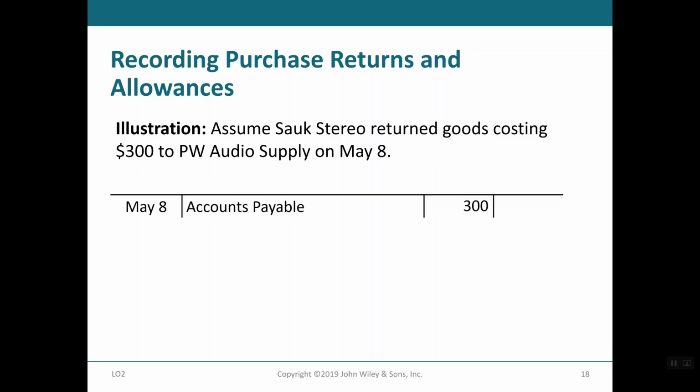Okay, so what do you think our entry is going to be? Accounts payable 300, because when he bought the goods, he bought them on account, so that was a credit to accounts payable. Now that he's returning the goods, it's going to be a reduction in our accounts payable and a reduction in our inventory, which is an asset, of $300. A reduction in asset because he returned it, and a reduction in accounts payable too because he won't have to pay that $300, since it is returned goods.